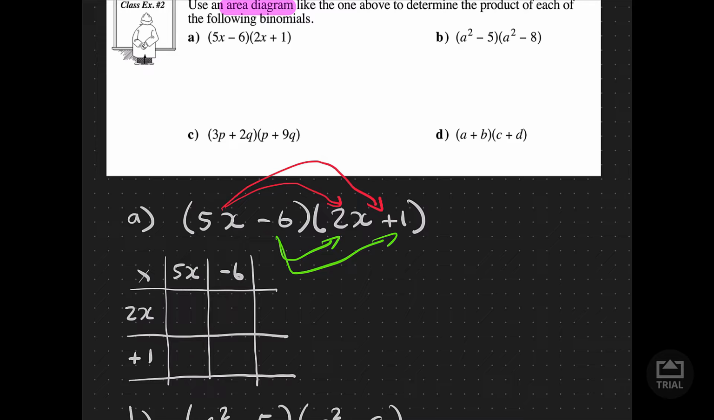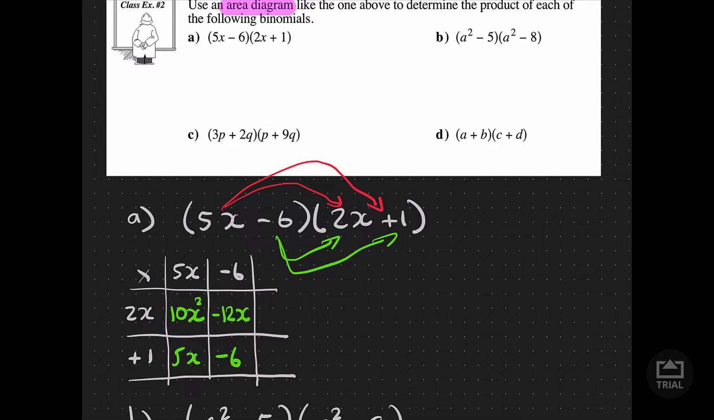So the first one, 2x times 5x is 10x squared, because we got x and x. 2x times negative 6 is negative 12x. A positive 1 times 5x is a positive 5x, and 1 times negative 6 is negative 6.